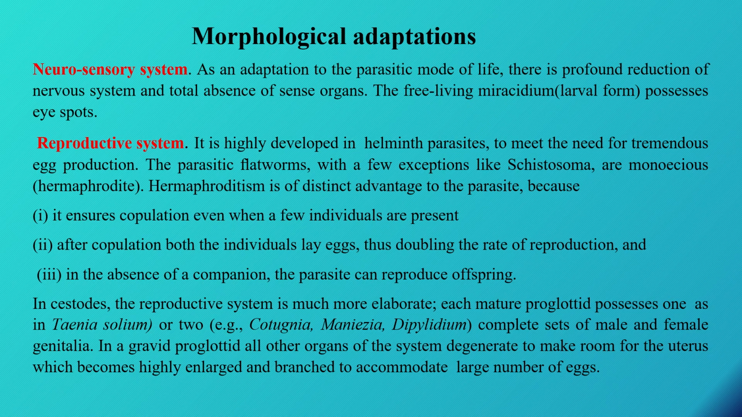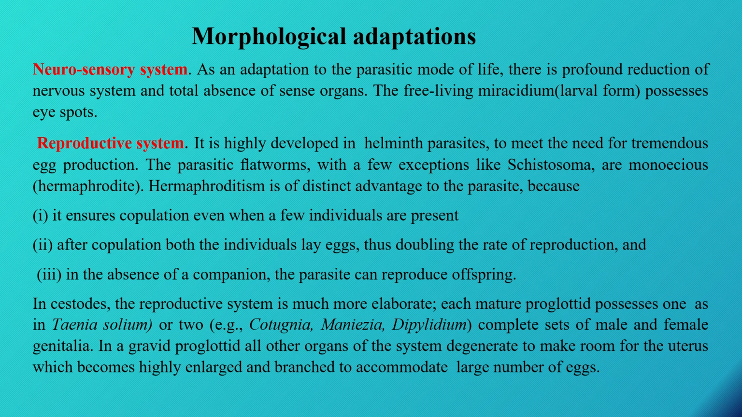The next morphological adaptation is the neurosensory system. As an adaptation to the parasitic mode of life, there is profound reduction of the nervous system and total absence of sense organs. The free-living miracidium larva possesses eye spots, whereas in the parasites, the sense organs are totally absent.